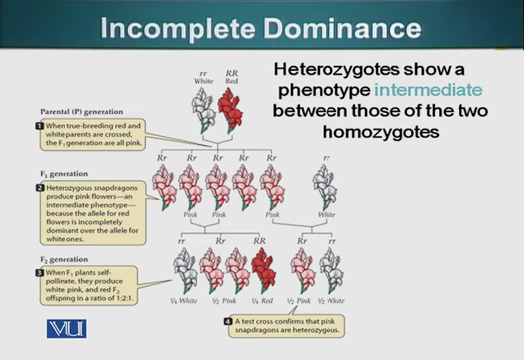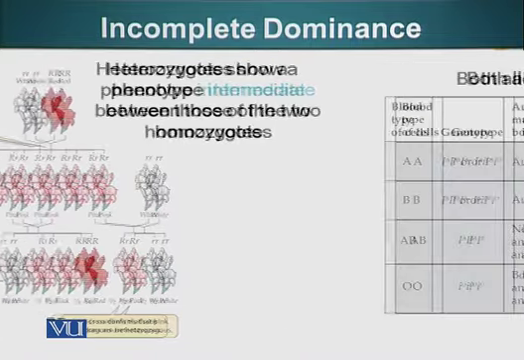So 50% of the flowers in the test cross were pink because they were heterozygotes, and 50% of the flowers were white, they were homozygous. Basically, these flowers do not follow complete dominance, therefore it is called incomplete dominance. Now let's look at another mode in which genetic information is passed from one generation to the next.